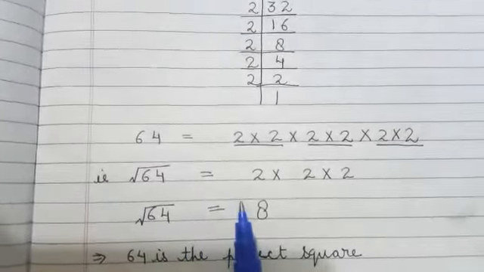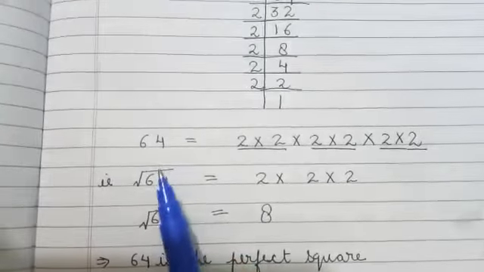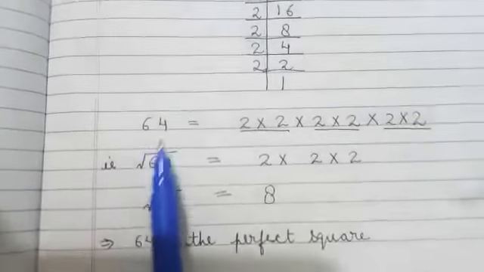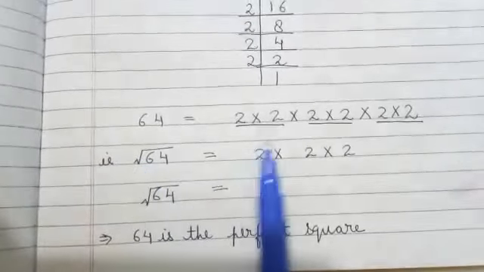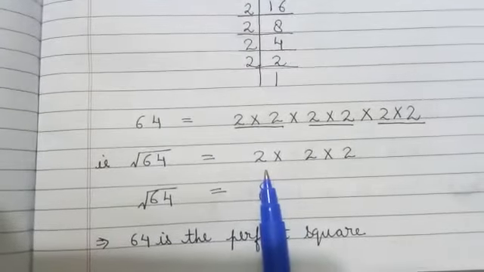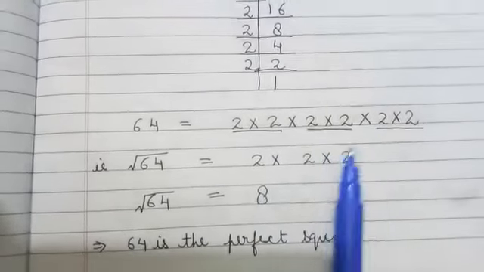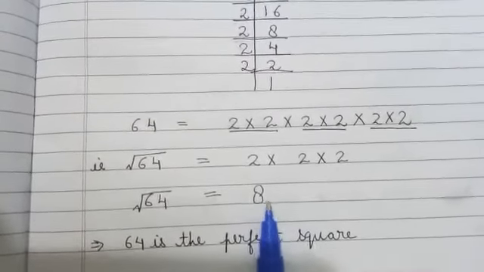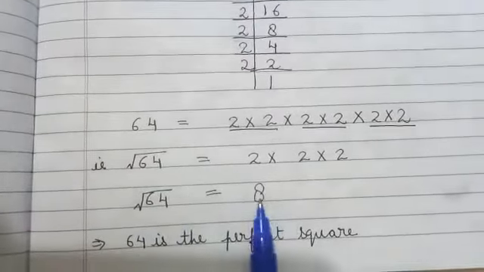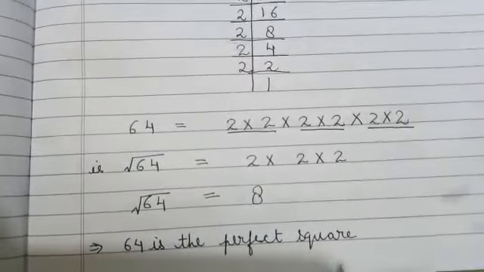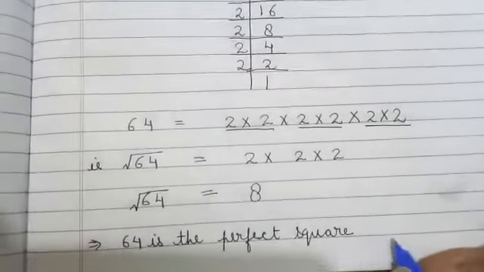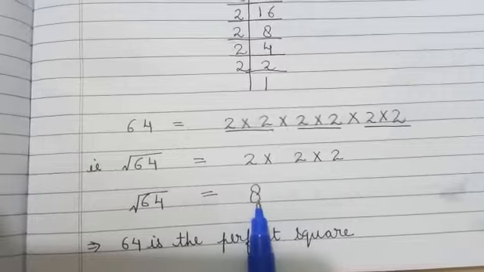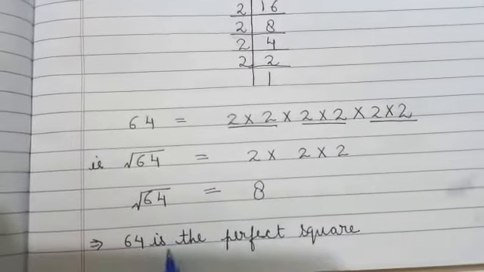And now let's find out whose perfect square this is. Means we will find out the square root also. So this is the square root sign, class. Out of these 2 we will write 1, out of these 2 one, out of these 2 only 1. Now multiply these, 2 times 2 times 2 is 8. So the square root of 64 is 8. Means 64 is the perfect square of 8. 8 squared is equal to 64.